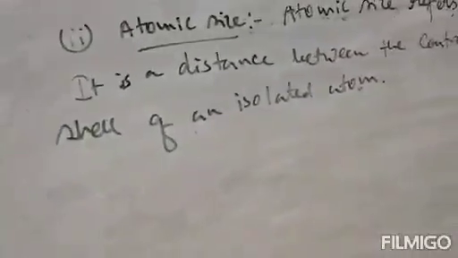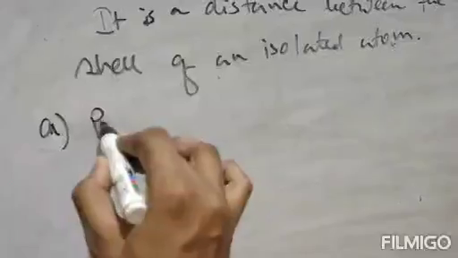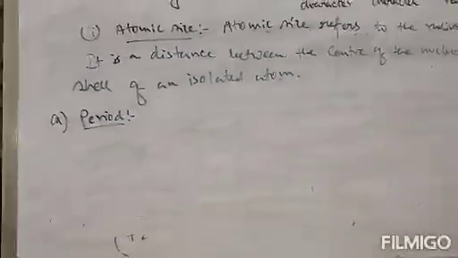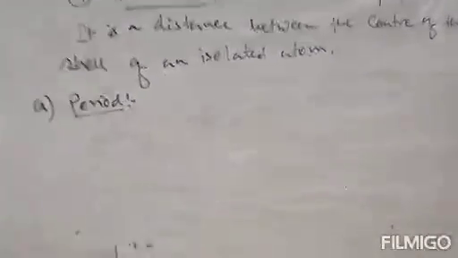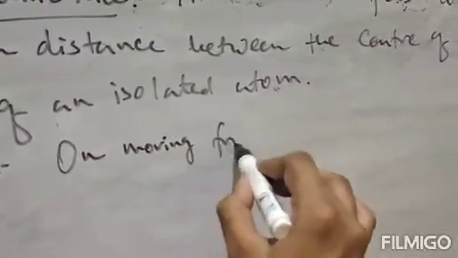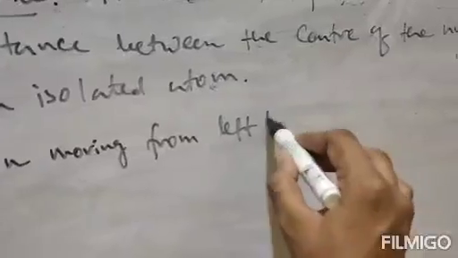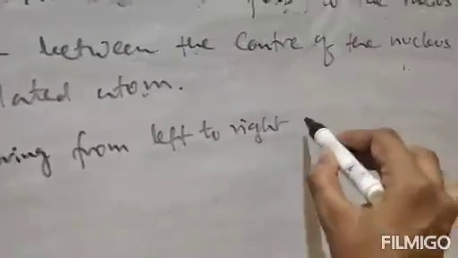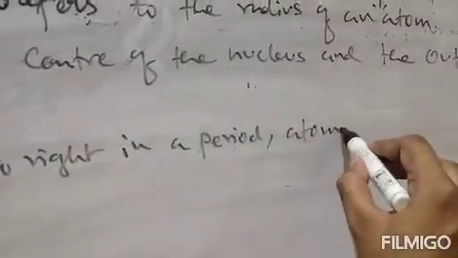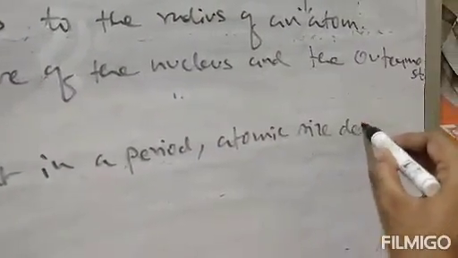Now, how does it change periodically and group wise? First, period. On moving from left to right in a period, atomic size will decrease. Why does atomic size decrease?